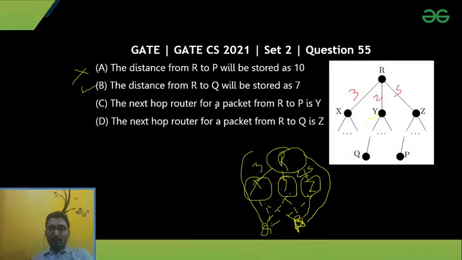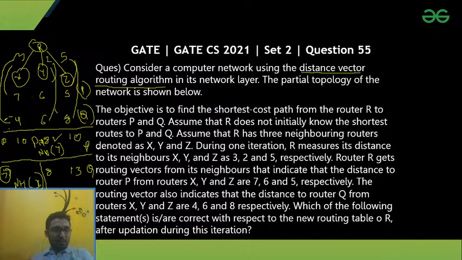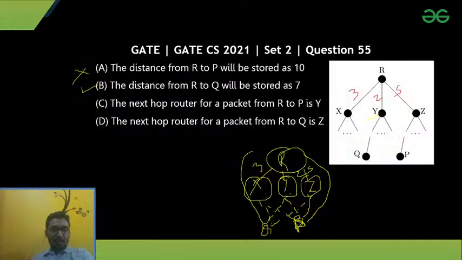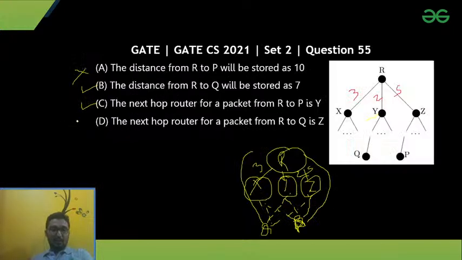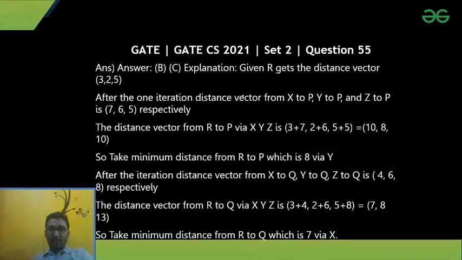The next hop router for a packet from R to P is Y. So for R to P, what is the next hop? We see the next hop is Y. So yes, this one is also correct. The next hop for a packet from R to Q is Z. So what is R to Q? R to Q is X with distance 7. It is not Z. So this one is also wrong. So only options B and C are correct.